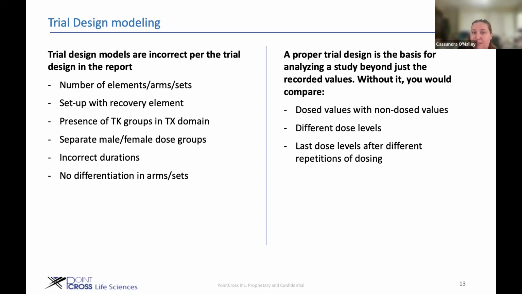A proper trial design is the basis for analyzing a study beyond just the recorded values. Without it, you would be comparing all these different groups with no information as to how they are different. You could be comparing dosed values versus non-dosed values, different dose levels against each other, and you could be comparing the last dose levels after different repetitions of dosing. You could be comparing a day 4 versus a day 28 value if these are not designed appropriately.